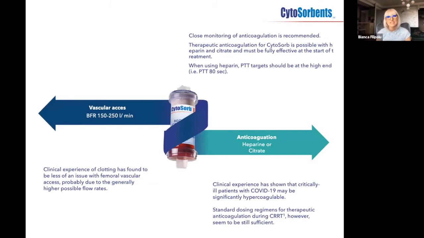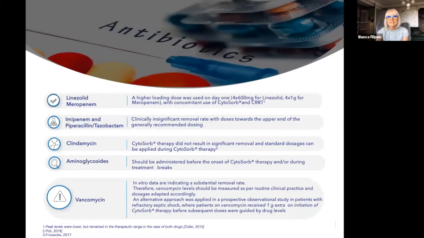We saw in COVID patients that having a femoral catheter is associated with less coagulation and fewer alarms, of course. And if we are talking about anticoagulation, please keep everything close to the high level of the interval, so close to 80 seconds. Please take care also about the drugs you use during the therapy. You have to make the same adjustments as you do basically in CRRT, with one addition: vancomycin is actively removed by Cytosorb, unintentionally, of course, but it's a fact.